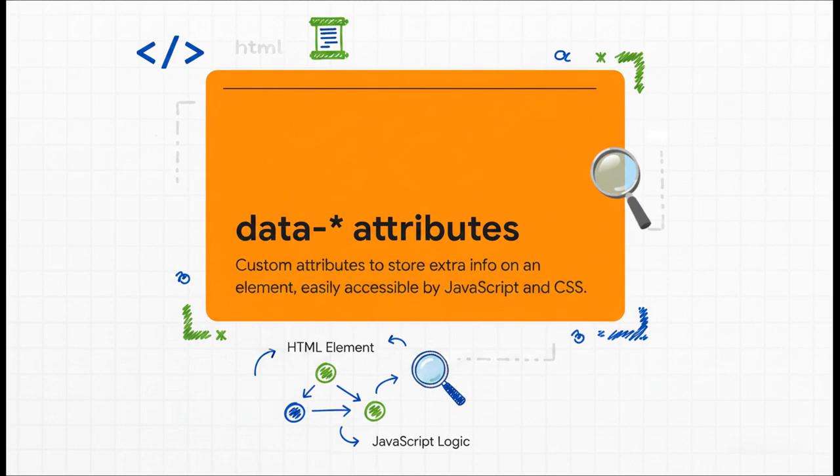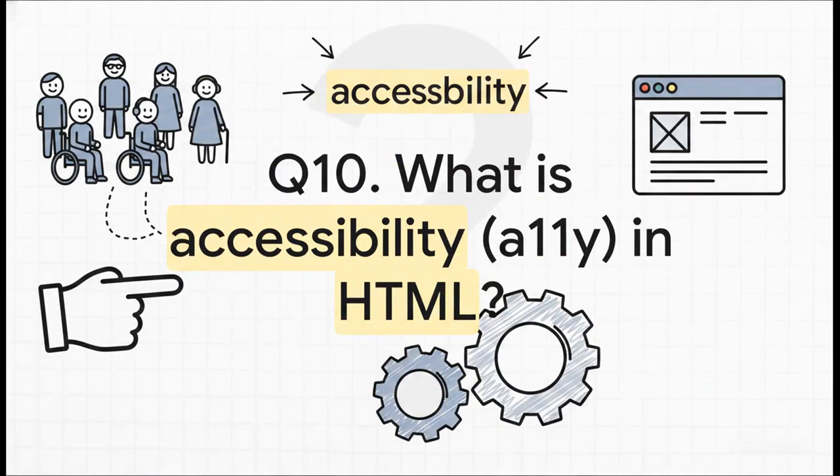and work with. All right, let's talk about a really important topic, accessibility, or as you'll often see it written, A11Y. At its core, it's about making sure that the websites we build can be used by everyone, including people with physical or cognitive disabilities. This isn't just some optional feature. It's a fundamental part of being a good web developer.